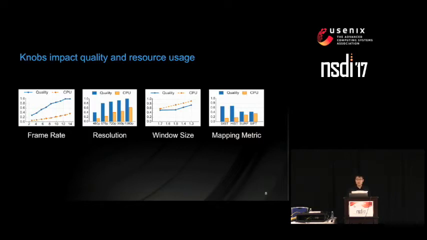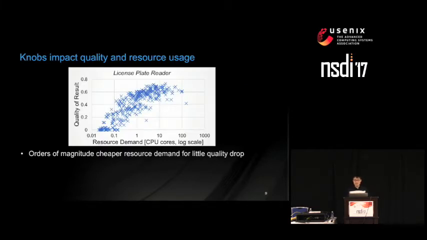Some of these knobs are discrete, some of them are continuous. In fact, when tuning all these knobs together, it's not rare to see that the resource and quality could change by orders of magnitude. For example, here we explore all the different combinations of the 3 knobs in the license plate reader query. The graph has resource demand on the x-axis in log scale, and the result quality is on the y-axis.